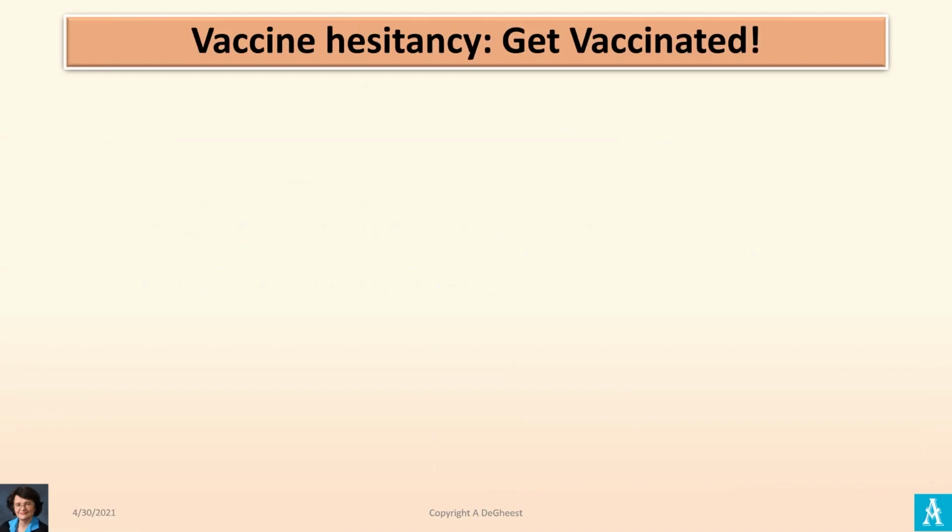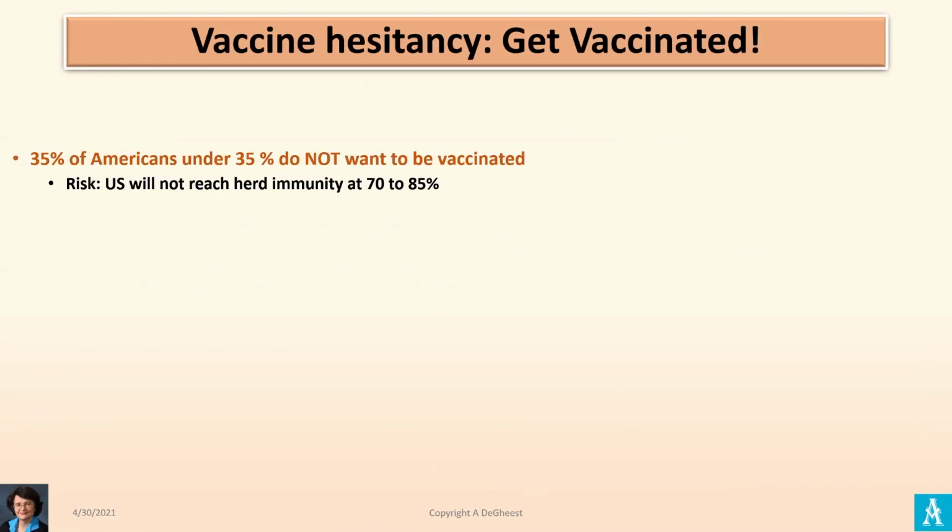Let's talk about vaccine hesitancy. 35% of Americans under the age of 35, sorry, mistyped that, do not want to be vaccinated. And that is a problem because it puts at risk our ability to get to the herd immunity that's calculated to be between 70 to 85%. It unfortunately gives an opportunity for the virus to mutate and create a new surge, because now there's a pool of patients there that can mutate.